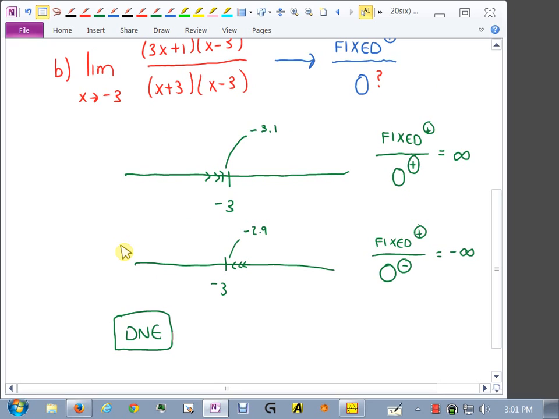If all you do on the test is on part B, if I give you a problem like this, and all you do is put does not exist and you don't show anything, I can't give you full credit for that. I need to see some thought behind it. Because it's like a coin flip almost, right? Three outcomes. Infinity, negative infinity, or does not exist.